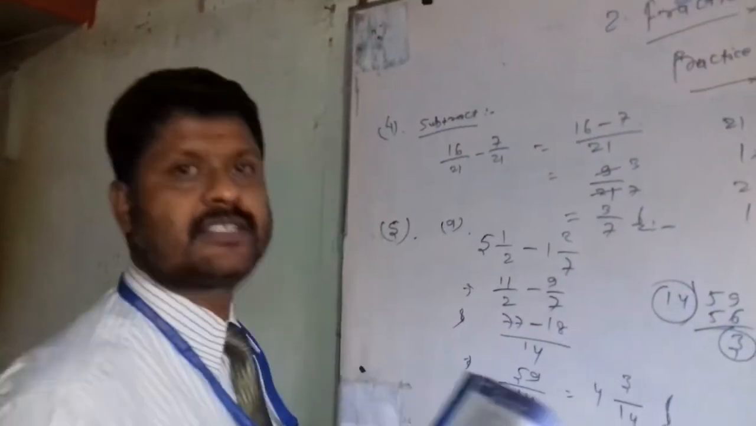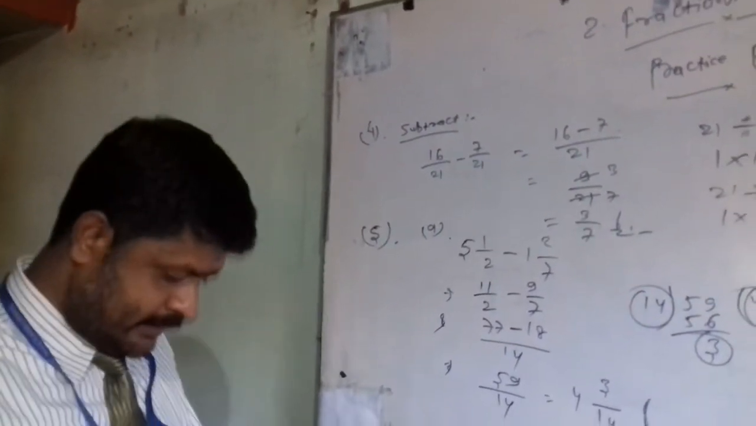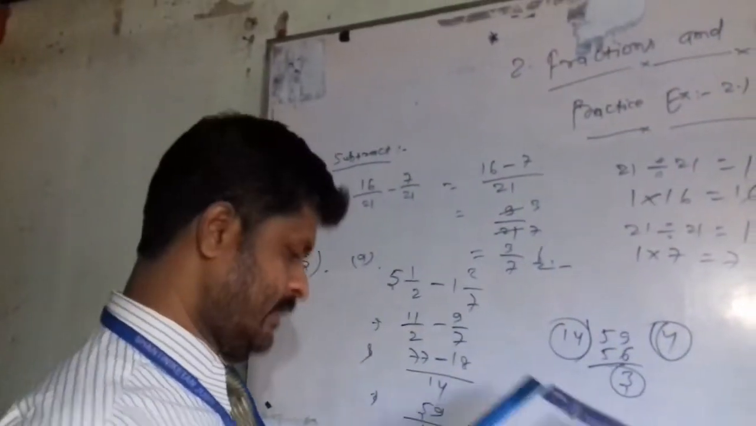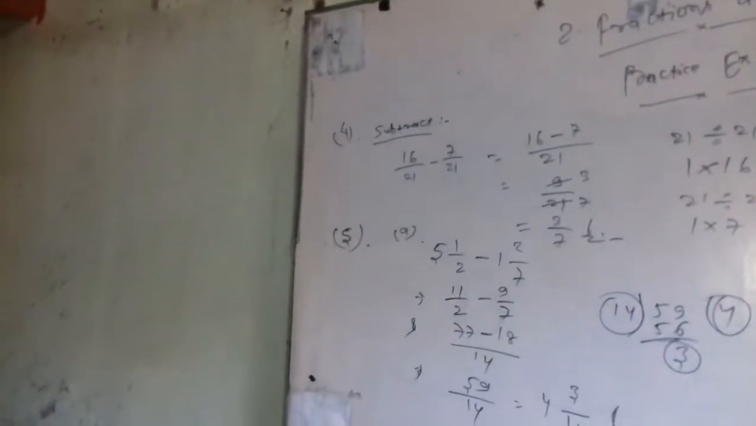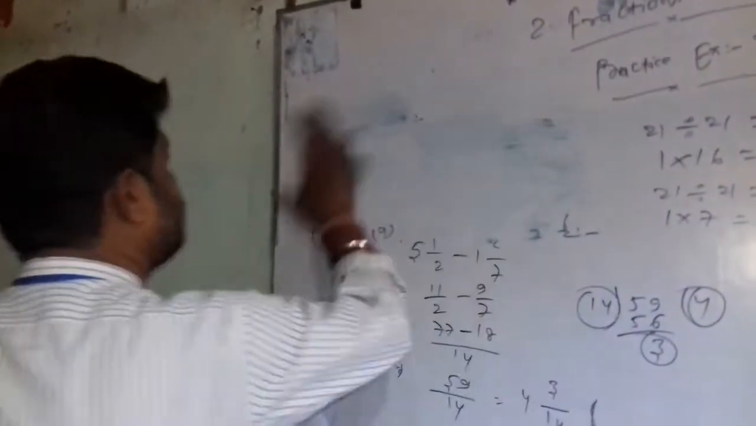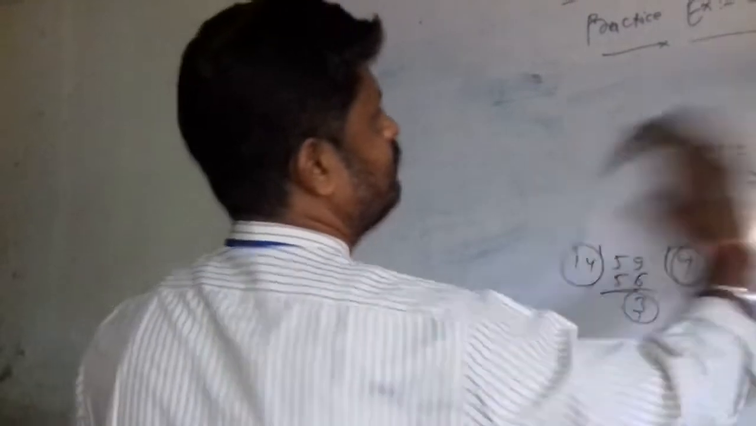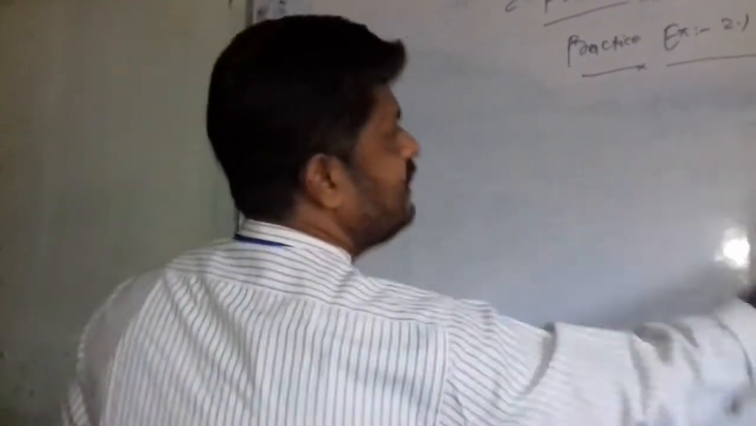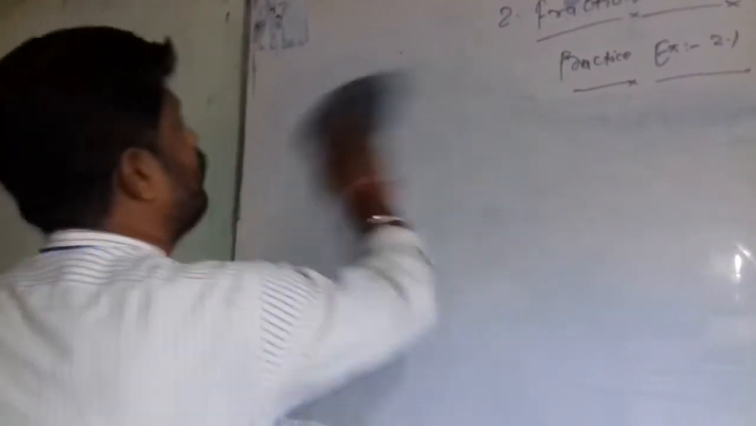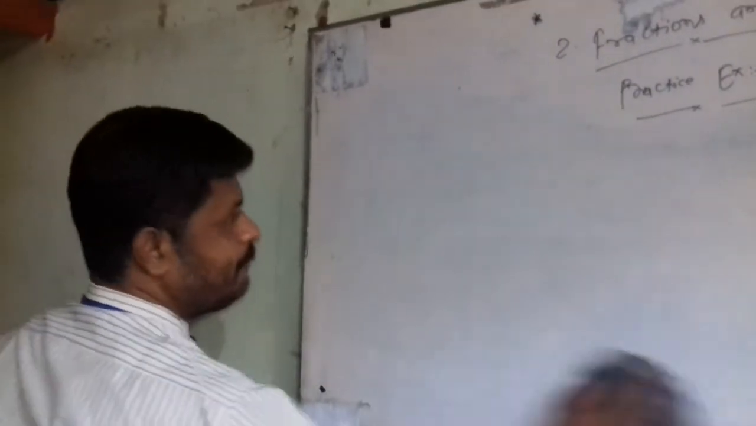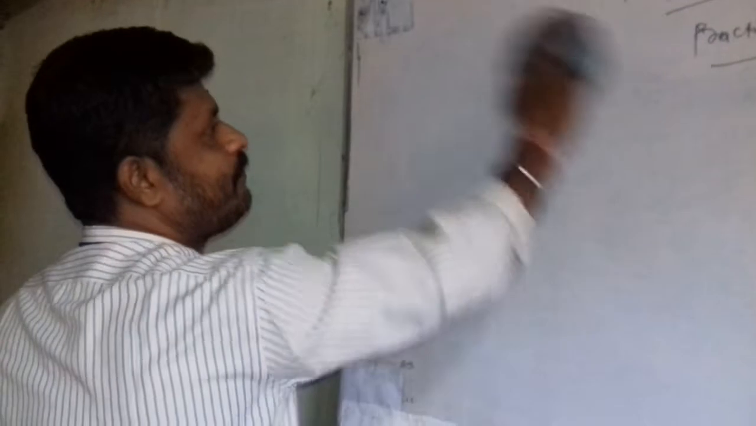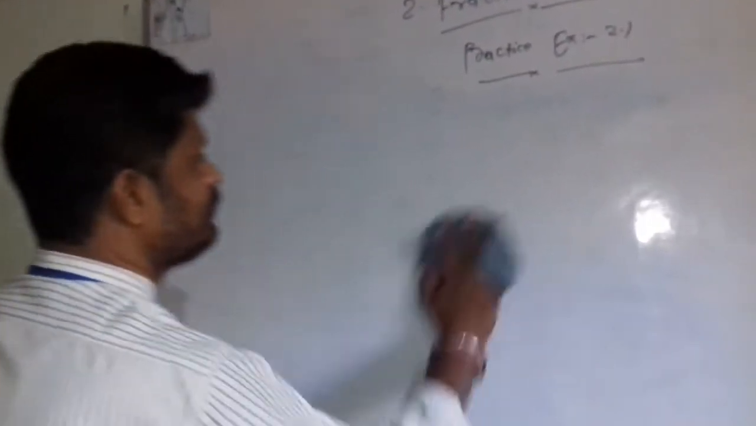Okay, this is question number 5. Question 6 is also like this. We will discuss question number 6 as follows, because it has addition and subtraction both. So firstly, according to the BODMAS rule, we have to add first, and after it we have to subtract.